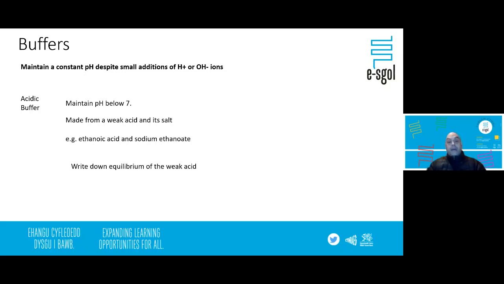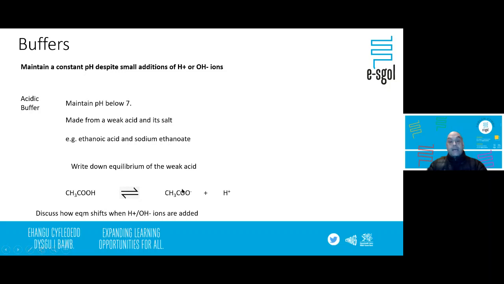And if you want to talk about how the buffer works, which is quite a common question, what you would do is write down the equilibrium for the weak acid, and then you can talk about what happens when you add H+ ions or OH- ions. So, for example, if I add hydroxide ions, these will react with the H+ ions to remove them as water. And because this is a weak acid, equilibrium will shift to the right and regenerate these H+ ions. So we maintain our pH.